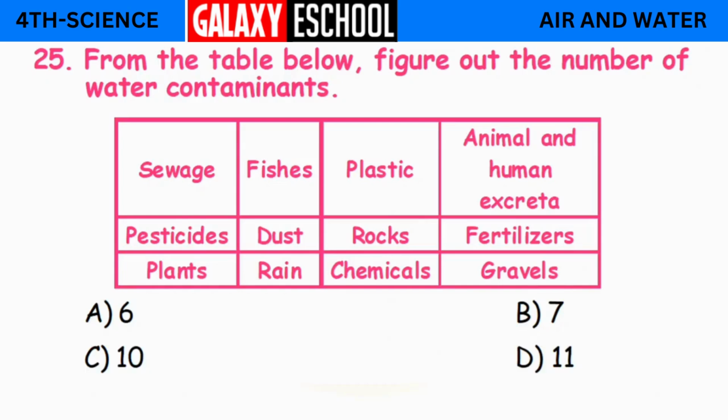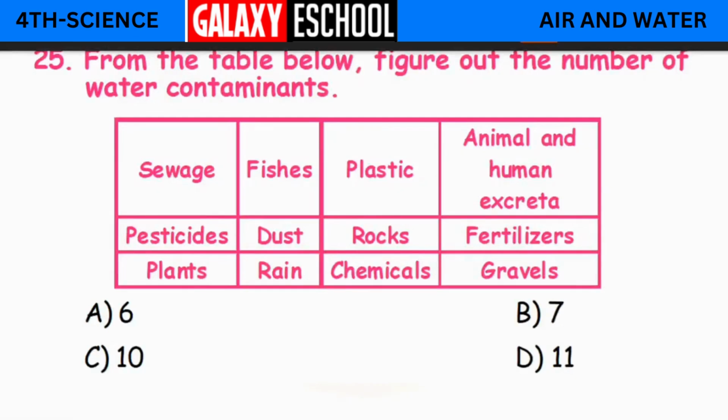From the table below, figure out the number of water contaminants. Here is the table, children, and we have some objects and materials, and we have to find out what are water contaminants. What is a contaminant? That which is going to cause pollution to water. Water contaminants are water pollutants. Clear, children? So now let us see. We have to figure out the number.